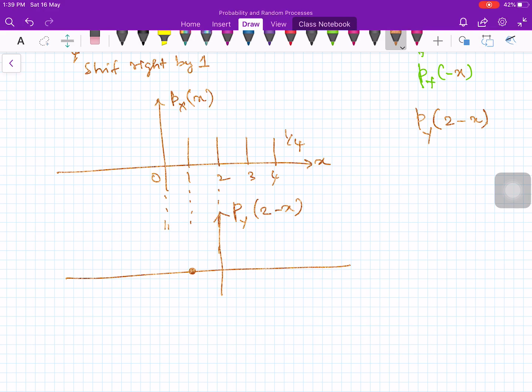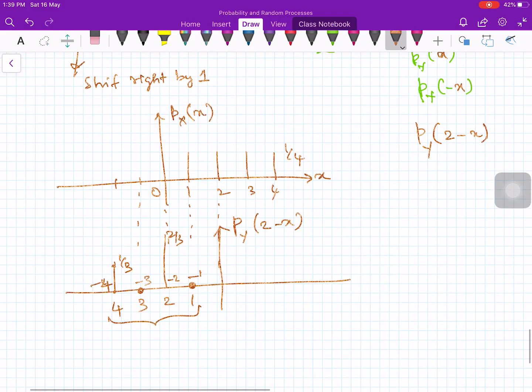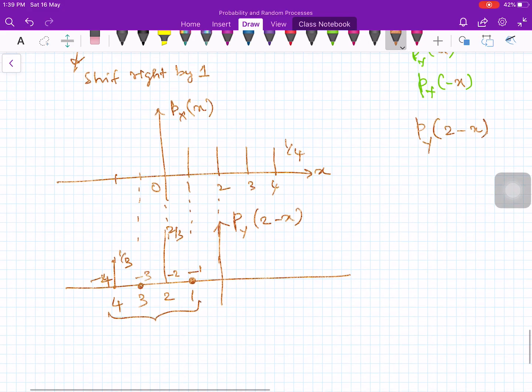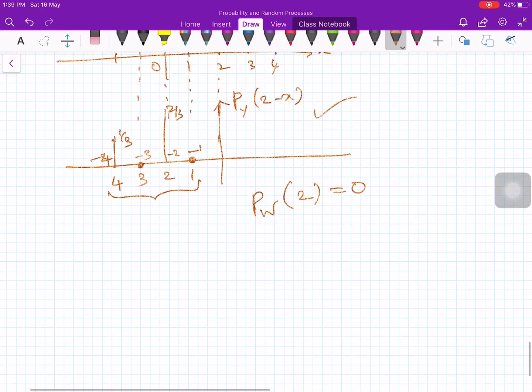So this is 0, and under this it is 2 by 3, and minus 1 here, it is 0, and minus 2 here, it is 1 by 3. This is 4, 3, 2, 1. I am not writing these points as minus 1, minus 2, minus 3, minus 4 purposely, because there is some clue here. That is why I am writing as it is. Just I am flipping, and I am not changing these index names. Again, if you do the multiplication of the corresponding points from the first PMF and the second PMF, you will get Pw of 2 equal to again 0.